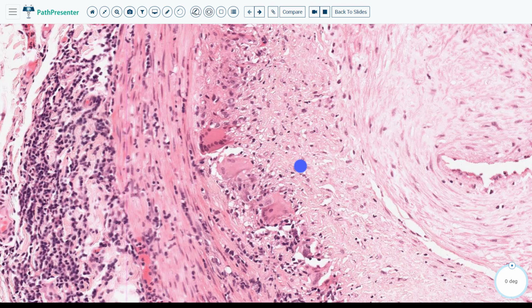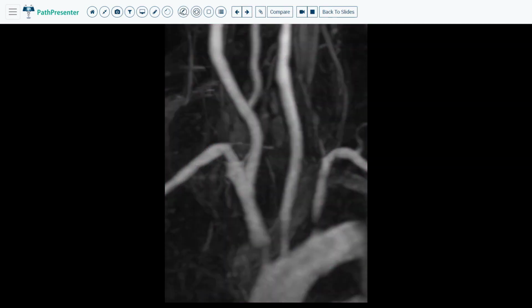Case 1 is, of course, giant cell temporal arteritis. Let's go on to our next case. Case 2 is Takayasu arteritis. This is an MR angiogram. You can see the aortic arch down here. In addition, this is the brachiocephalic artery, the common carotid artery, and the left subclavian artery. If you look at the origin of the brachiocephalic trunk right here, you can see that it is significantly narrowed. This, of course, would correspond to the patient's right arm pain and the lack of right radial pulse.